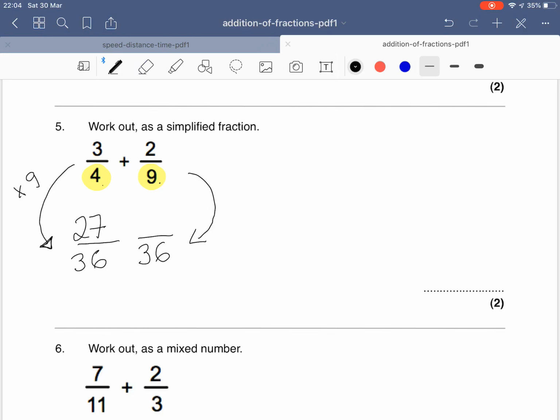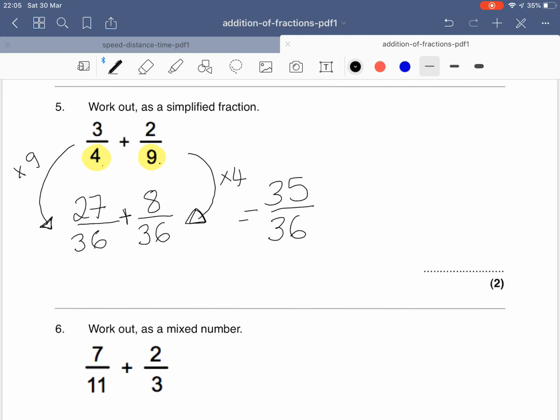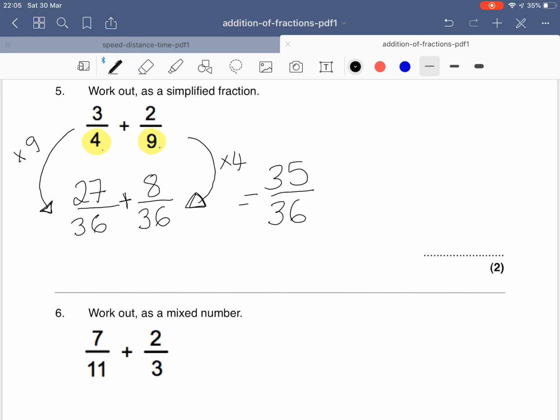9 times what is 36? Let's times by 4. So we need to do 2 times 4, which is 8, to get the top number, and then we can add our numbers. So the bottom number is going to stay as 36, and then 27 add 8 is 35. And again, no numbers go into 35 and 36, so that stays as 35 over 36.